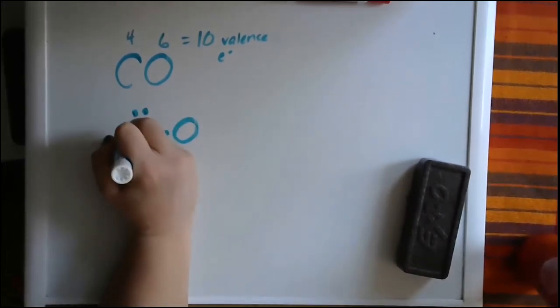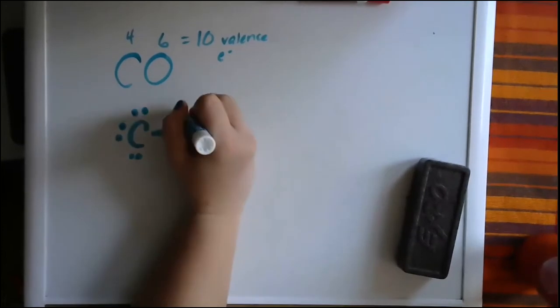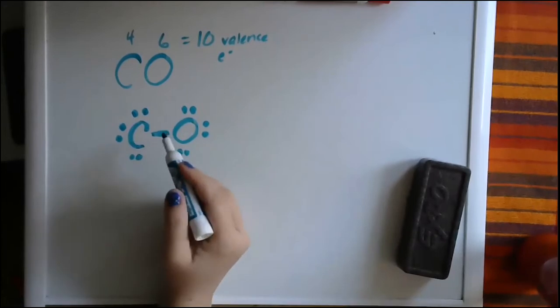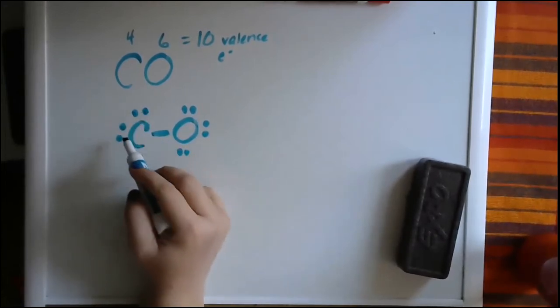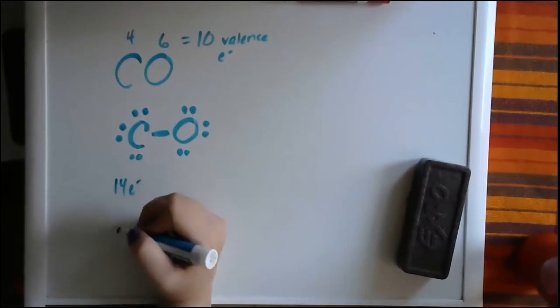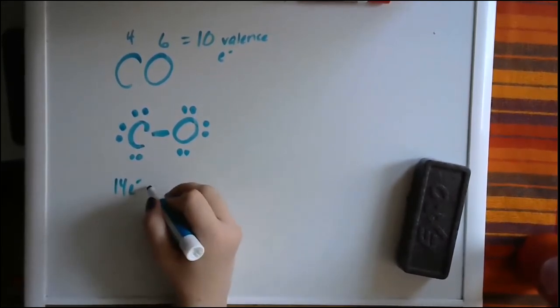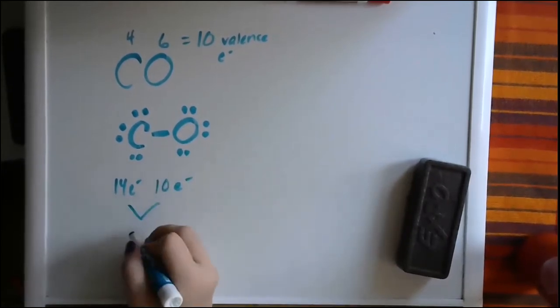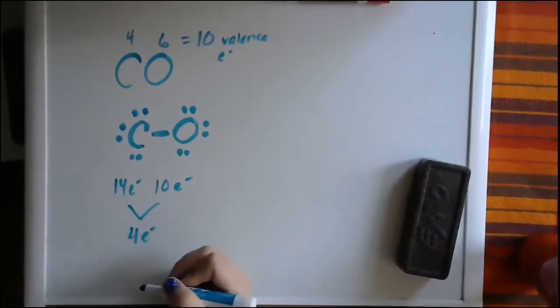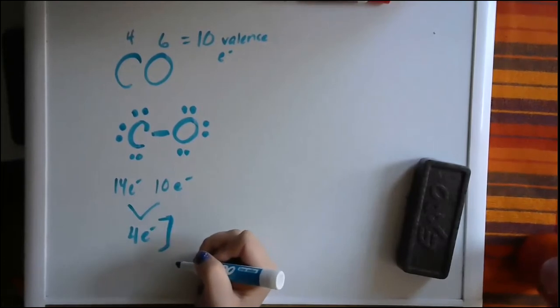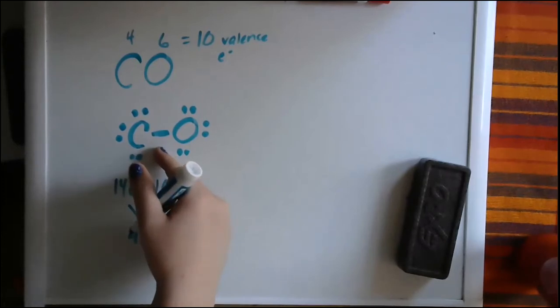So if everything has an octet, that costs me 2, 4, 6, 8, 10, 12. That costs me 14 electrons. Unfortunately, I only have 10 electrons. That means that I have a deficit right now, a 4 electron deficit. Well, I can make up that electron deficit by adding multiple bonds into my structure.